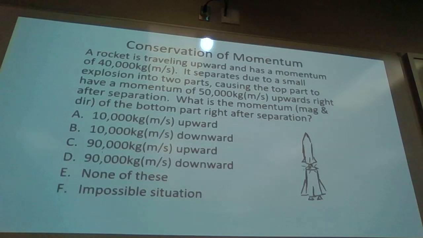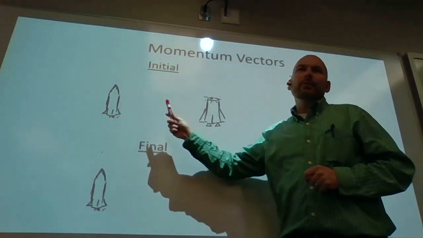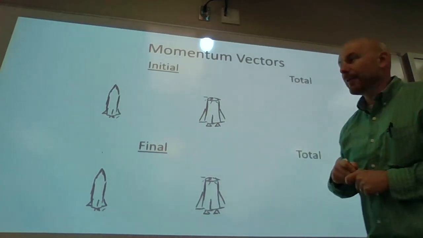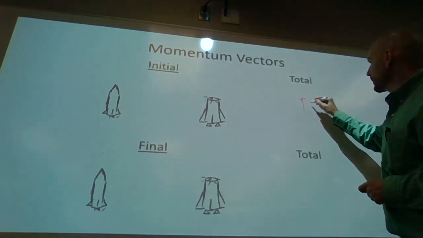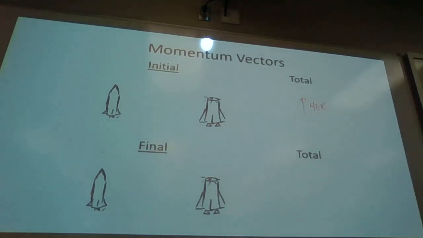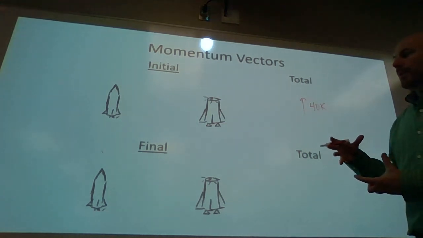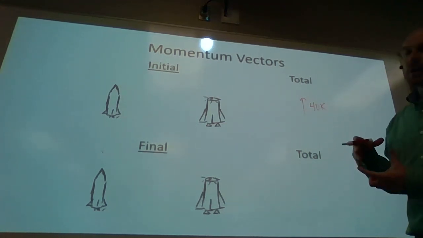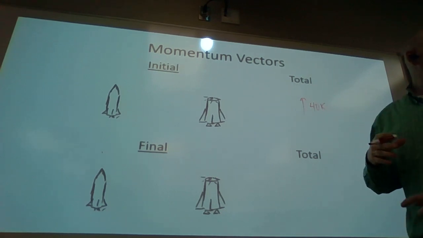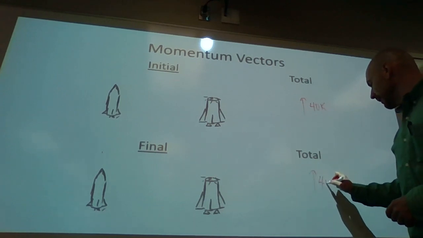Okay, what do you say? All right, so for this, I didn't give you any information for the individual pieces initially. All I gave you was you had 40,000 going up for your total. Okay. There are no unbalanced external forces. The explosion is an internal force. So momentum is conserved, so you still have 40 going up.